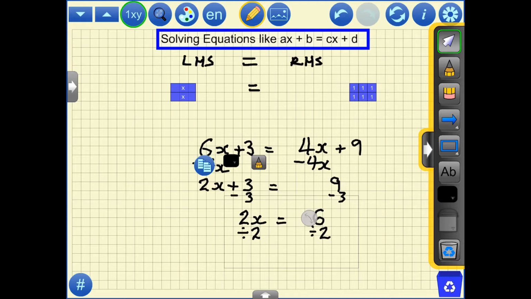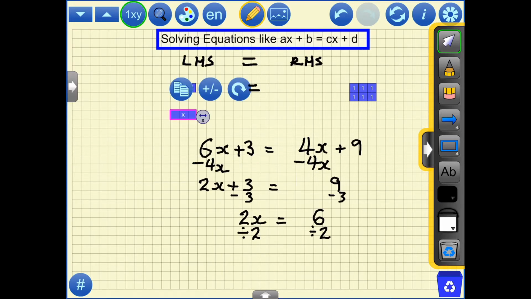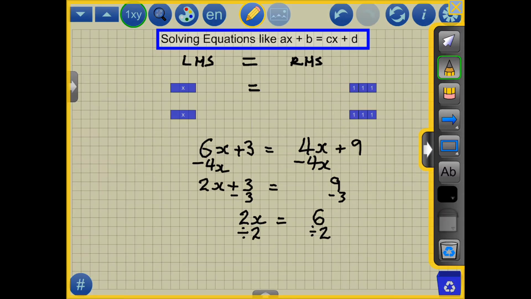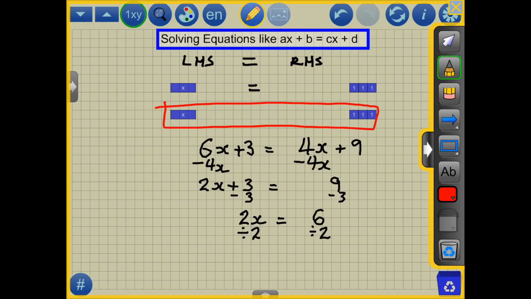So dividing 2x by 2 looks like that. Dividing 6 by 2 looks like that. And at this point I can now see that to get my answer I look at one of those groups, and in this particular case the solution to the equation is x is equal to 3.